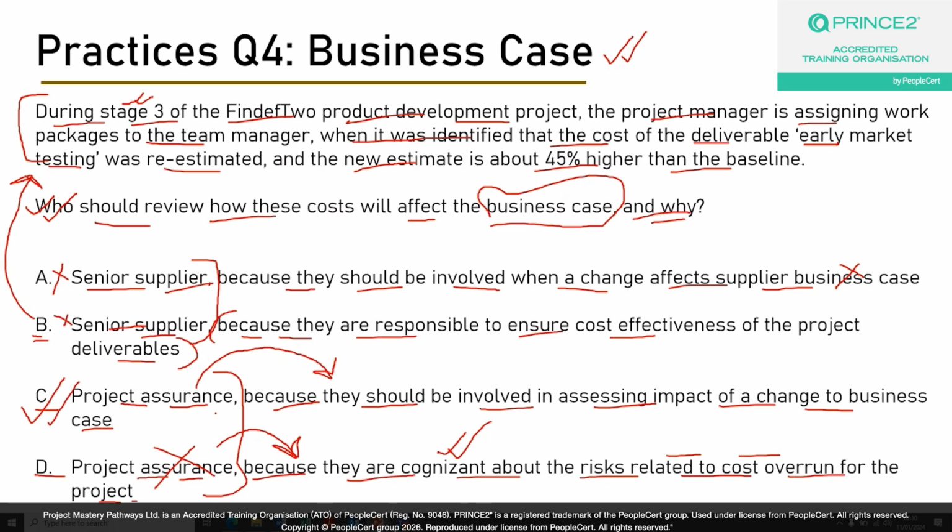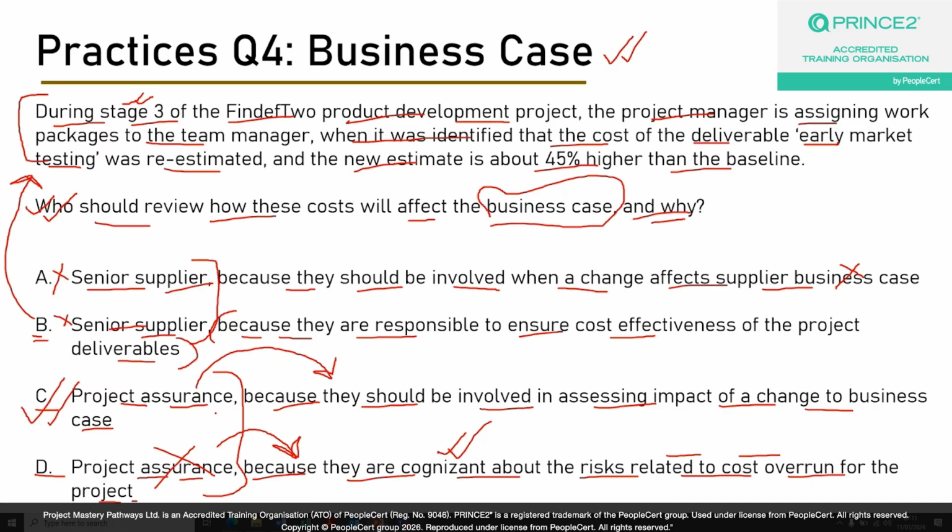Okay, so the correct answer to this question is option C, which is the role of project assurance, who are to estimate the impact of this 45% higher cost overrun to the project, because they should be the governing body who needs to assess the impact of a change to a business case. And the project assurance is a role which is deployed by the project board and monitored by the project board.